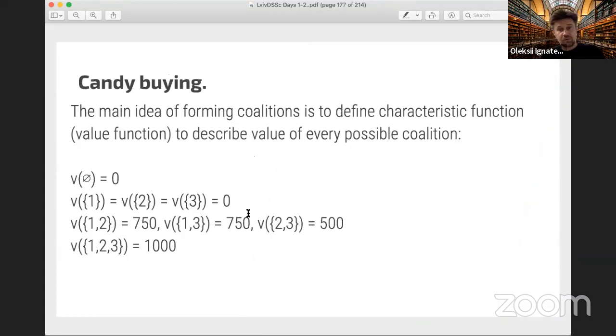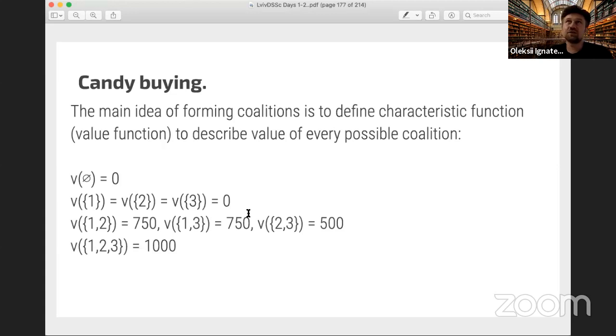Well, what is cooperative game theory proposing? The main idea is that we can form a coalition, and each coalition should be described or characterized by a value function. So what is the value function here? The value function is the value of a coalition.